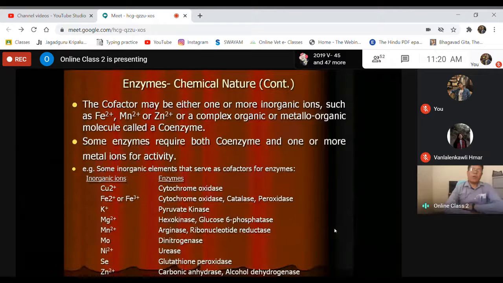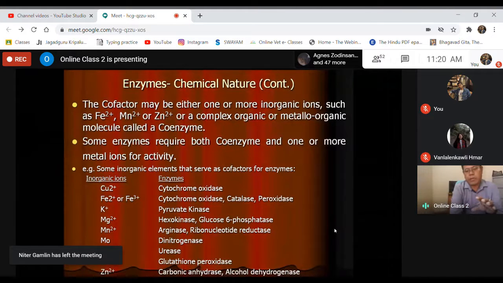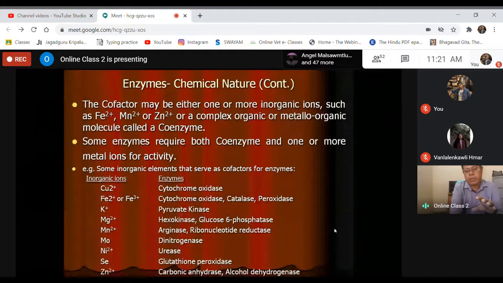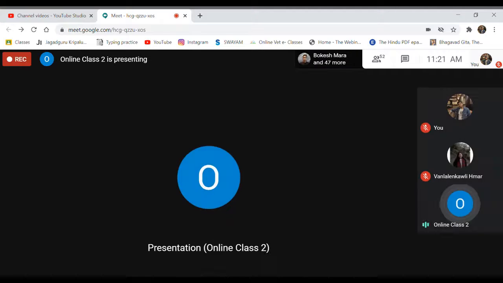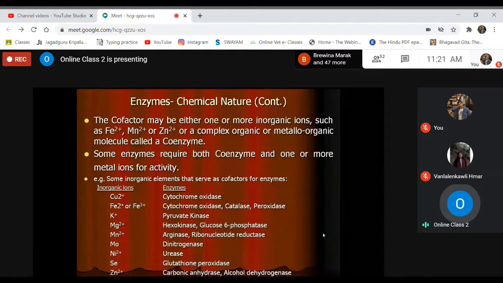Now these cofactors may be either inorganic ions or complex organic or metallo-organic molecules. They may be inorganic ions like iron, magnesium, zinc, copper, and so on. Or they may be organic molecules like thiamine pyrophosphate, nicotinamide adenine dinucleotide, flavin adenine dinucleotide, pyridoxal phosphate. There are so many. We'll come to that when we discuss the vitamins or the metabolism part.